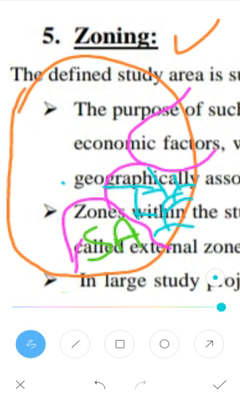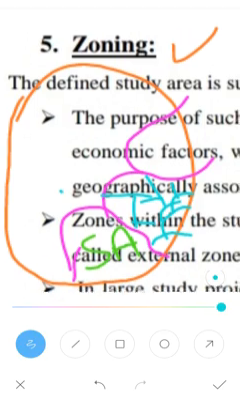So this zoning will be done. The zones within the study area are called internal zones, moving from zone to zone, as I showed from the blue color. The zones from outside the study area are called external zones. Okay, so these are some of the specific things.